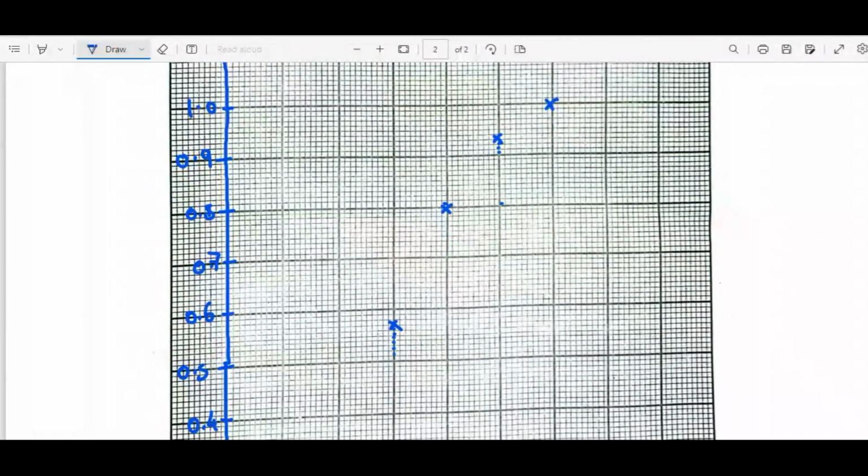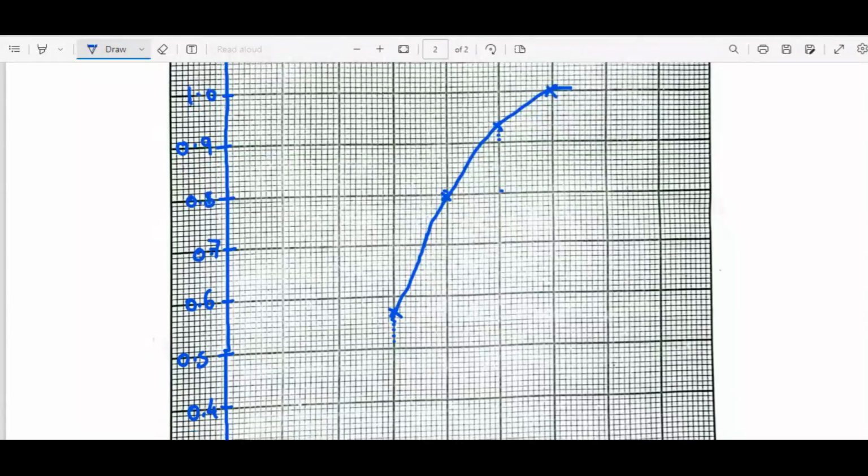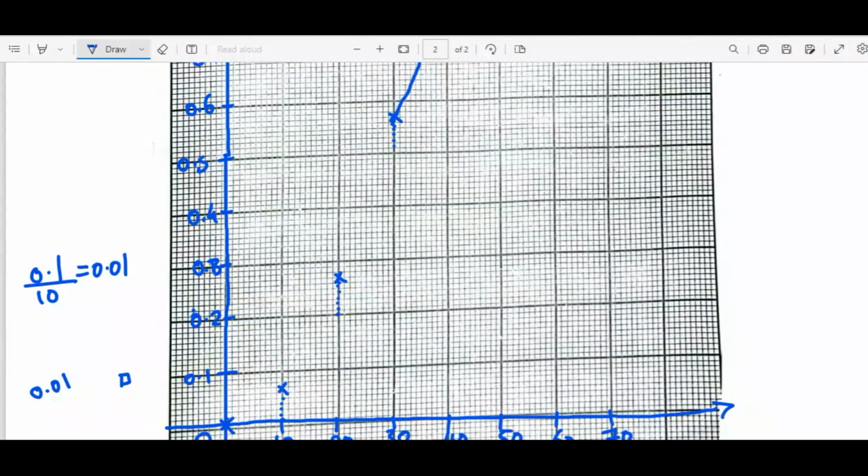So we just have to now connect. So make sure that you draw a smooth curve. I'm just using a thick ink so that you are able to see. But when you are drawing, make sure that the pencil is not that very thick. So this is our answer.